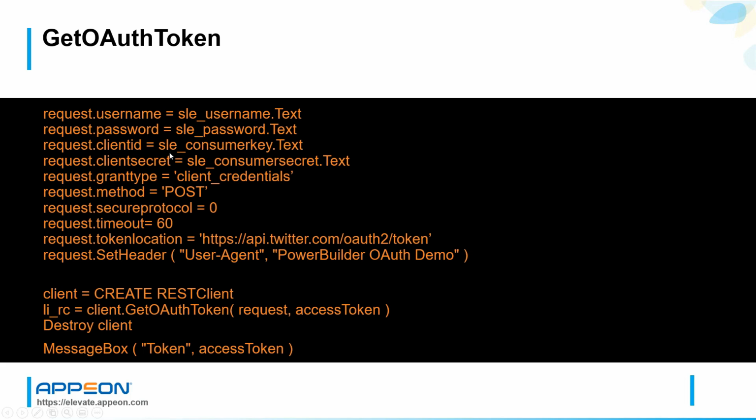I'm taking the username, password, the client ID secret, the grant type, all that hasn't changed. What I have done though is I'm creating the client request, and I'm using this new get OAuth token. So I'm not using the OAuth client class. I'm using a function on the REST client itself, and I pass in the request, and I get the access token back.